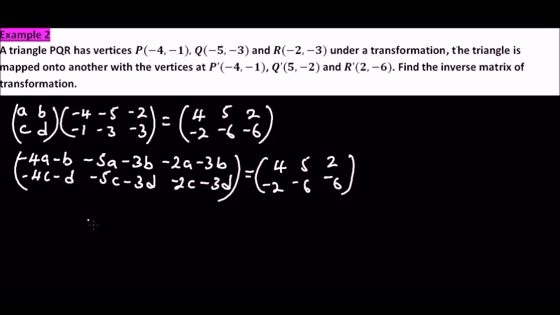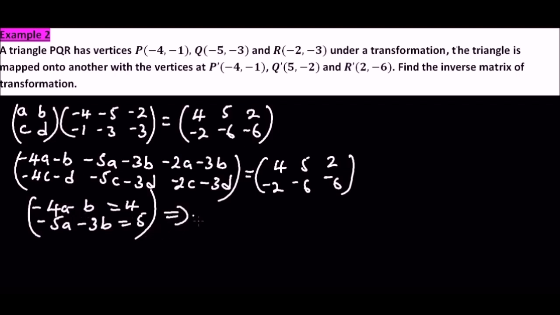that if we take minus 4A minus B, it should be equal to 4. And then we also have minus 5A, this is 4A, minus 3B, should be equal to our element here, which is 5. These are simultaneous equations, or two linear equations, which we can solve simultaneously. For us to be able to solve this, we need to eliminate one variable. So we are going to multiply this by 3 and this by 1.